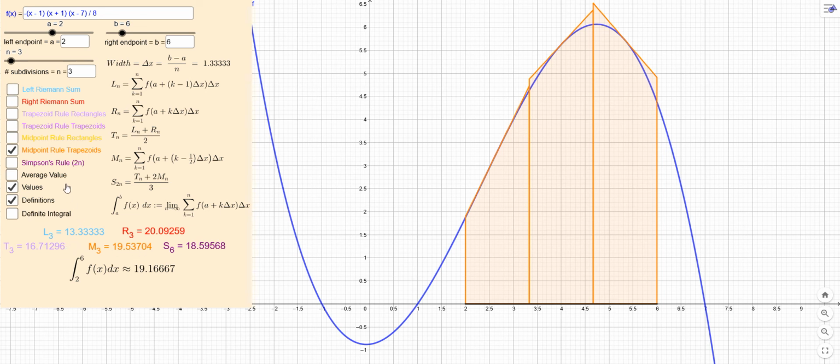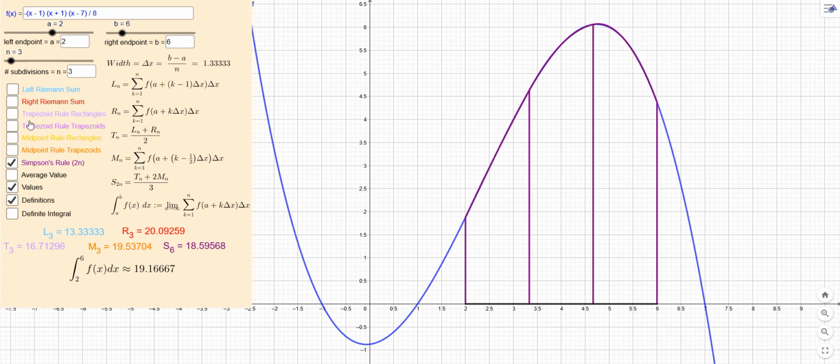And if we average those, we're going to get Simpson's, but Simpson's is Simpson's 6, not Simpson's 3. So for Simpson's 6, we take the trapezoid, 16.71, plus 2 times this midpoint, get that first, and divide by 3, and that gives us the Simpson's estimate of 18.59.